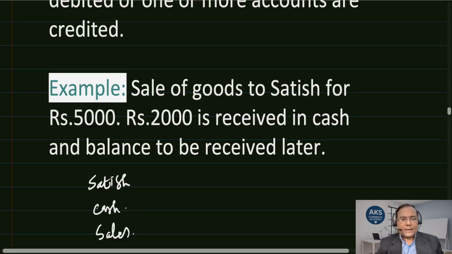Now which one is to be debited, which is to be credited? So sales being revenue, what is it that we need to do?